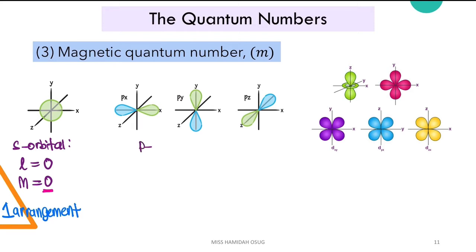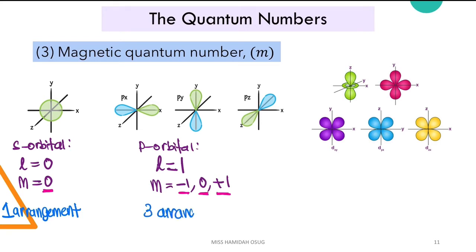Next, let's take a look at p orbital. So p orbital is when L is equal to 1. When L is equal to 1, m should be negative 1, 0, and plus 1. As you can see there are 3 digits for the m value, so meaning to say there are 3 arrangements for the p orbital. The arrangements are called px, py, and pz.